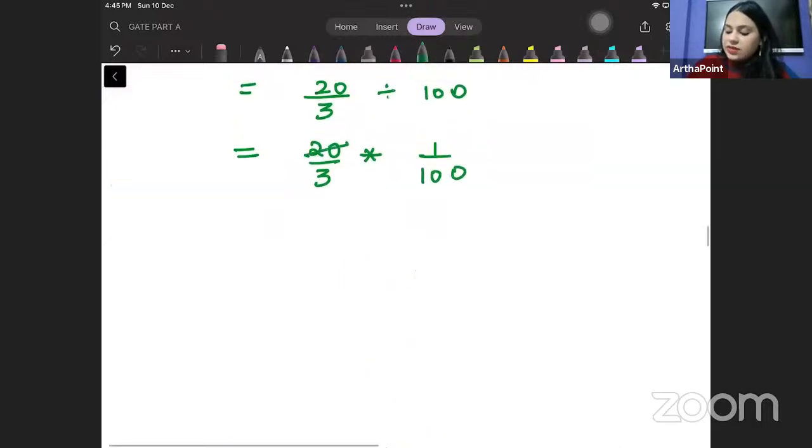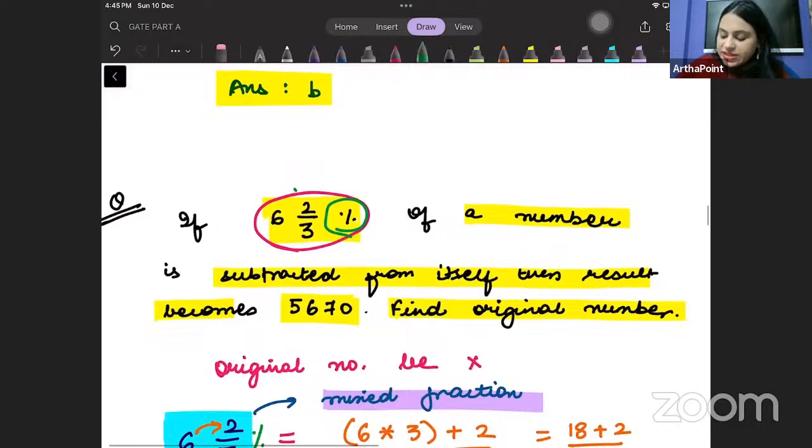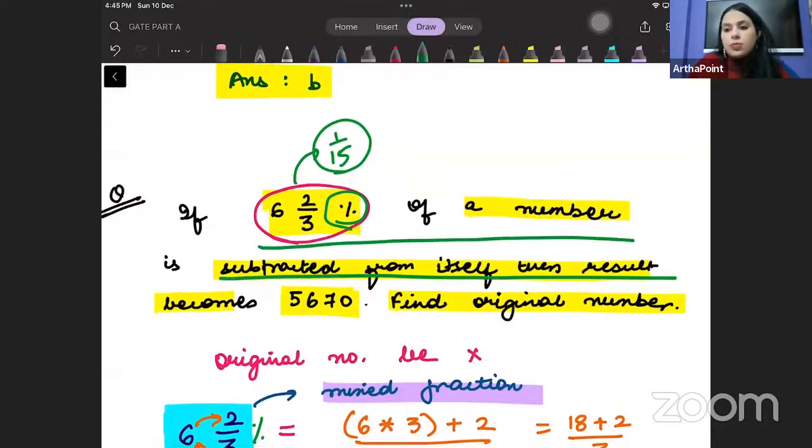तो बेटा what will I get? 1, 5. ये हो गया 1/15. This is 1/15. ये fraction terms में it is 1/15. ठीक है. Now it says if this of a number is subtracted from itself, result is 5670.